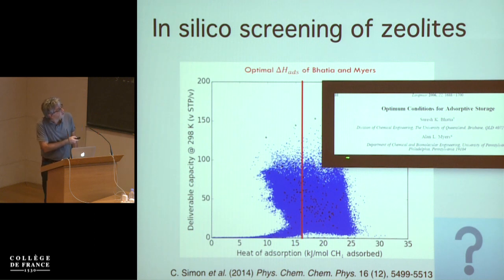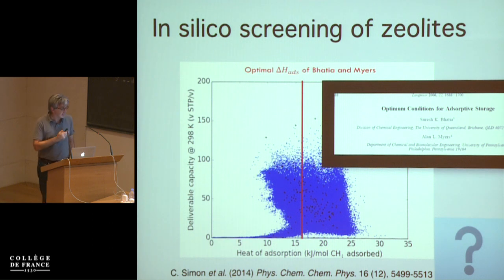Why is it we don't see a clear optimum? So this may sound strange, but this article that predicted this optimum has been cited over 600 times. And it's the reference chemists use to find an optimum material. So what is actually going on?